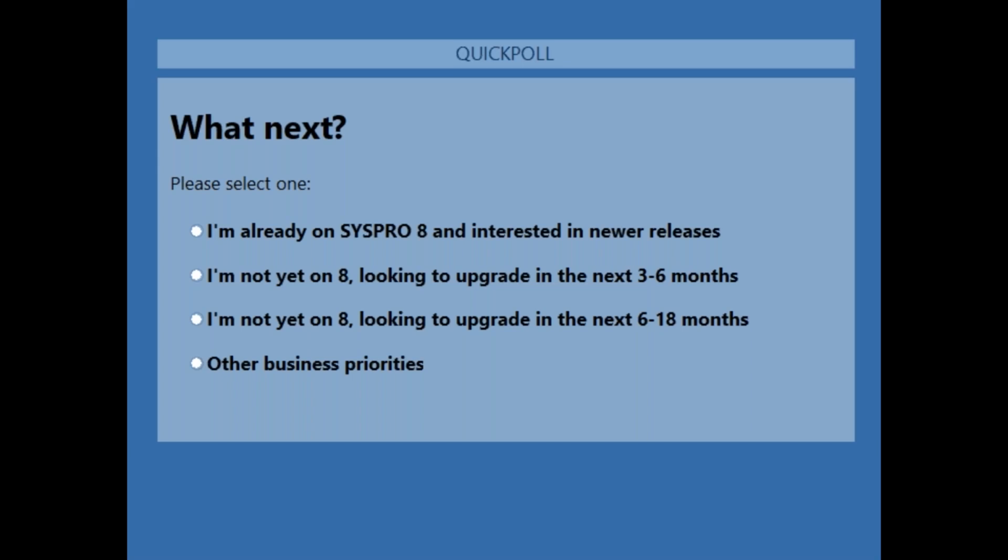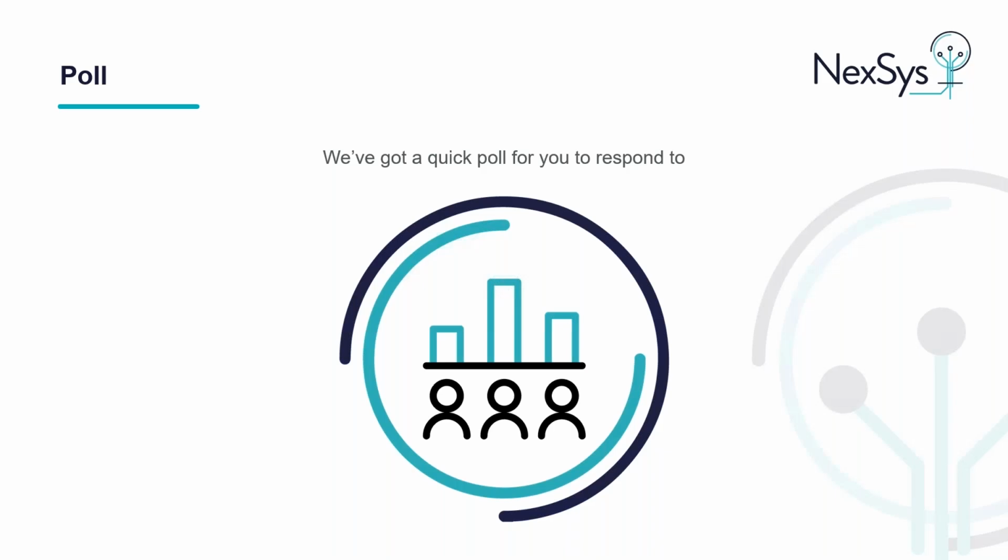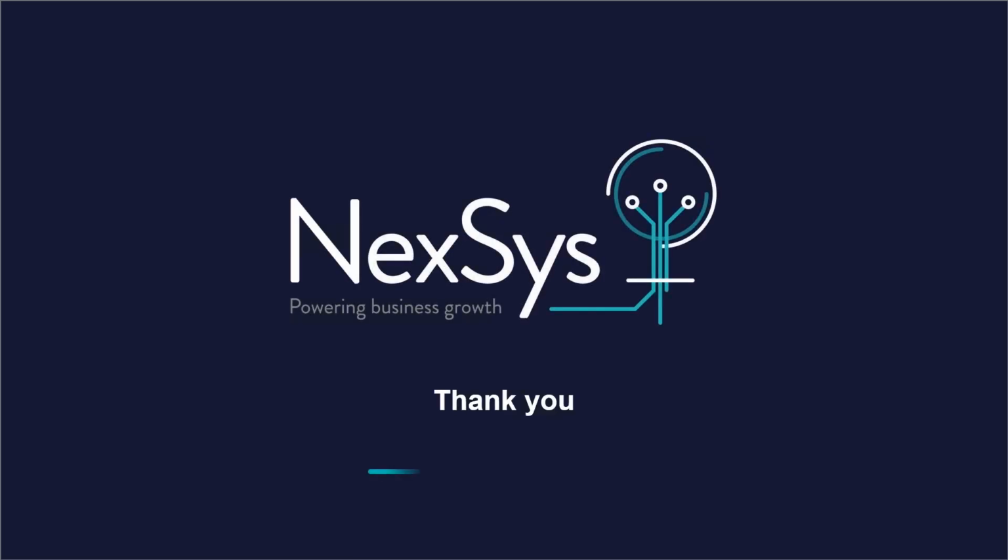I can see votes coming in. That's great. Thank you. Let's see what else we've got. There, 10 seconds. I see most of you have voted. Wonderful. I'm going to close that poll down. So I can see that about 40% are already on 8 looking to move over, and about 15% have a lot going on in the business right now. So there'll be other priorities. Wonderful. So I want to say thank you very much.